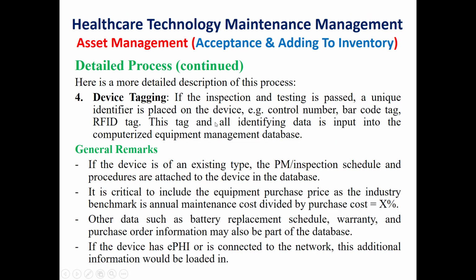The fourth point will be the device tagging. If the inspection and testing is passed, a unique identifier is placed on the device. For example, we can add a control number, a barcode tag, or an RFID tag, RF meaning radio frequency identification tag. We have two types of this. We have a passive and an active one.